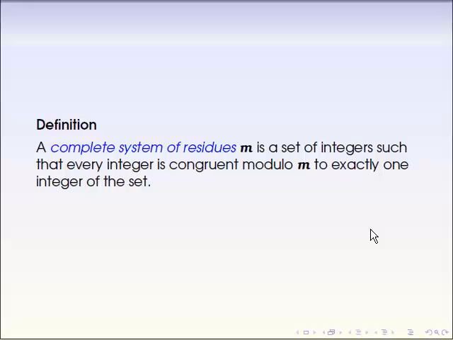Okay. And the next definition: a complete system of residues modulo m is a set of integers such that every integer is congruent modulo m to exactly one integer of the set. So the simplest form of a complete system of residues modulo m is 0 to m minus 1. Right? We have the full set of remainders, but instead of 0, you can put m in that set. So from 1 to m, that's another full set of remainders.